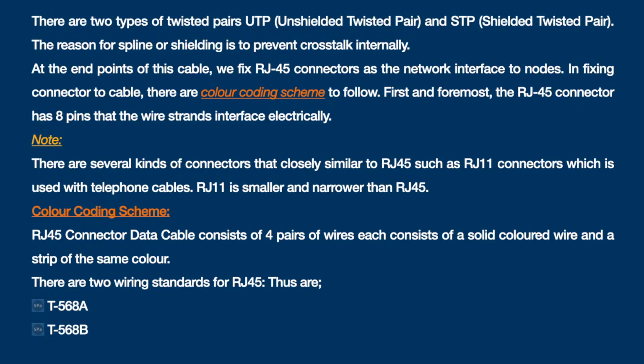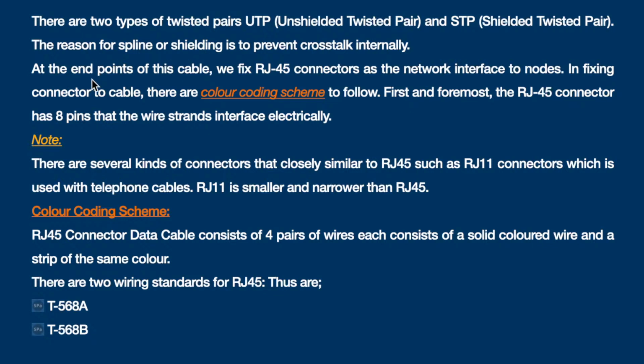Now let me just give you the description of the wire. This twisted pair cable has four pairs in it. Each pair has two wires. It could be green and green white, orange and orange white, brown and brown white, blue and blue white, and so on. Okay, you are going to see that. We have two types, just put that in your mind: UTP and STP.